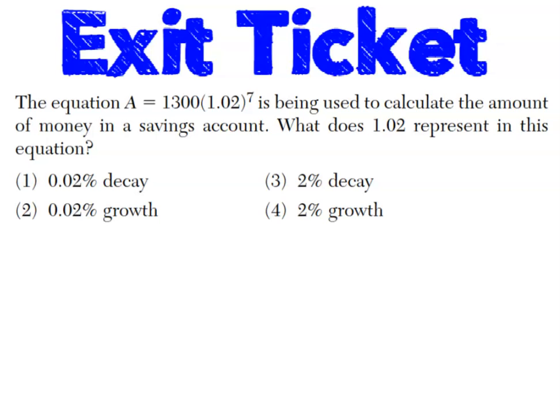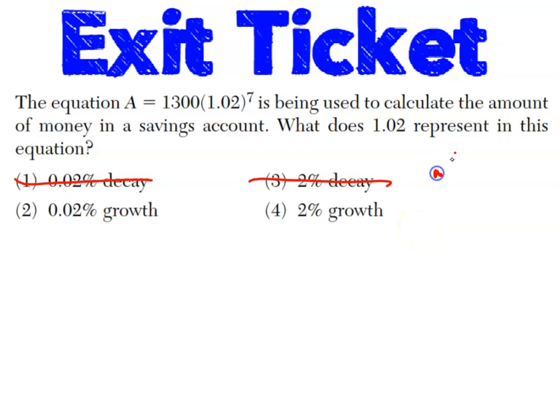All right, that concludes this lesson. Let's see how much you understand. Try this exit ticket before you end the video. All right, you ready? What does 1.02 represent in this equation? Well, the number is higher than 1. So decay is definitely out. The question is, how much did it grow by?